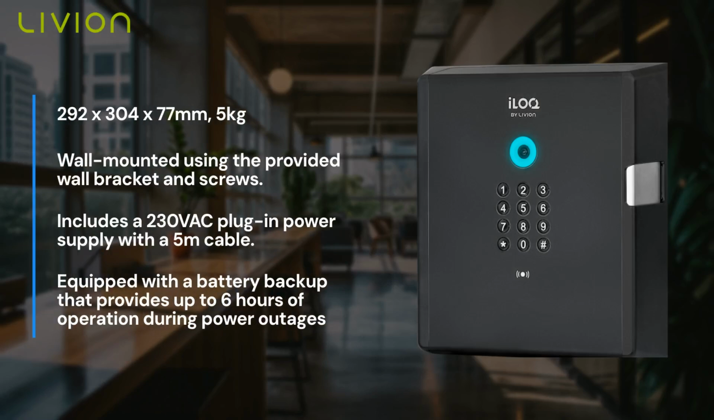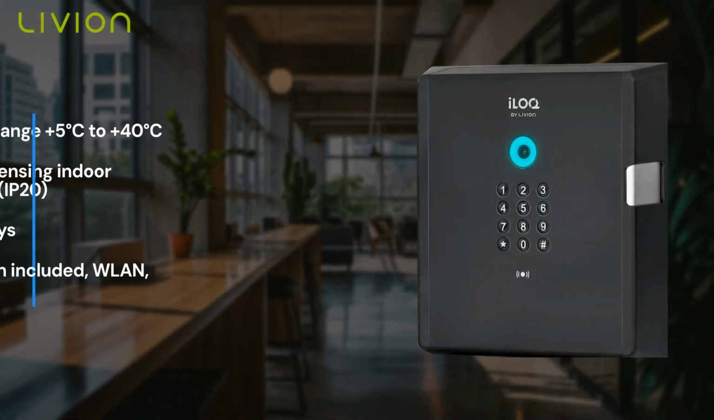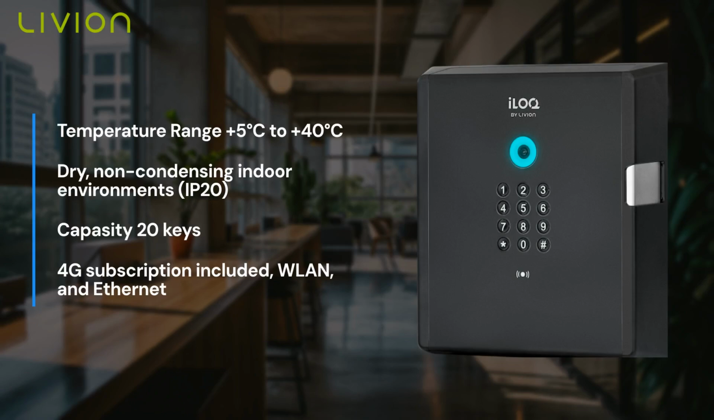LivionKey20 is compact, roughly the size of an A4 paper stack, and weighs only 5 kilograms. It's designed for easy installation, wall-mounted using the provided bracket and screws. For more detailed specifications, please visit our website at livion.fi.